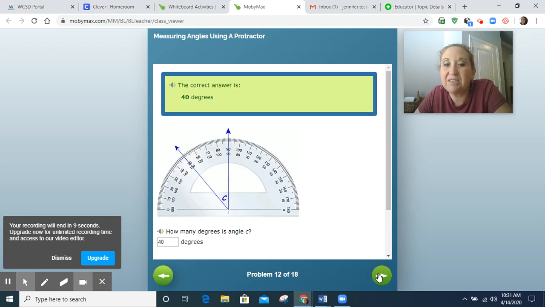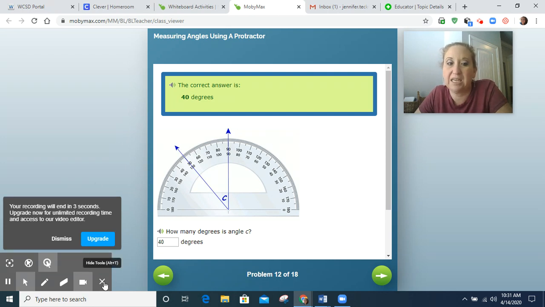Okay. And guys, if you need any more help with this before you go on to your MobyMax assignment, please pop into our math sessions today.